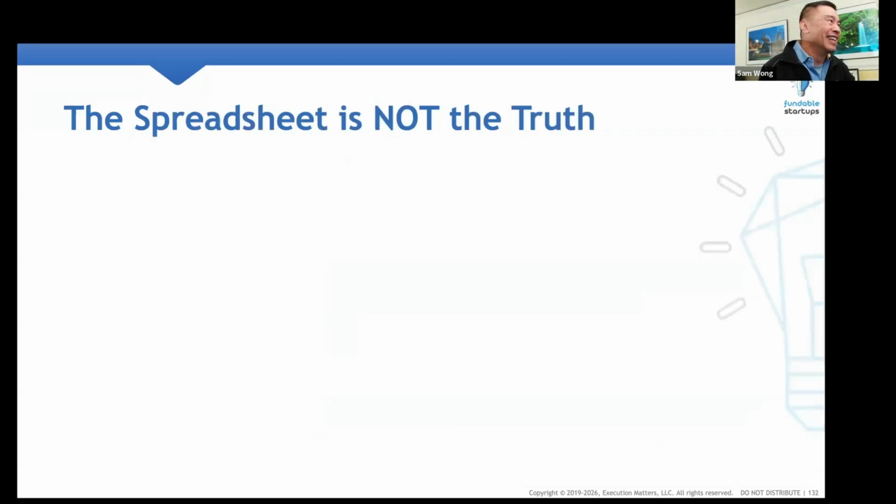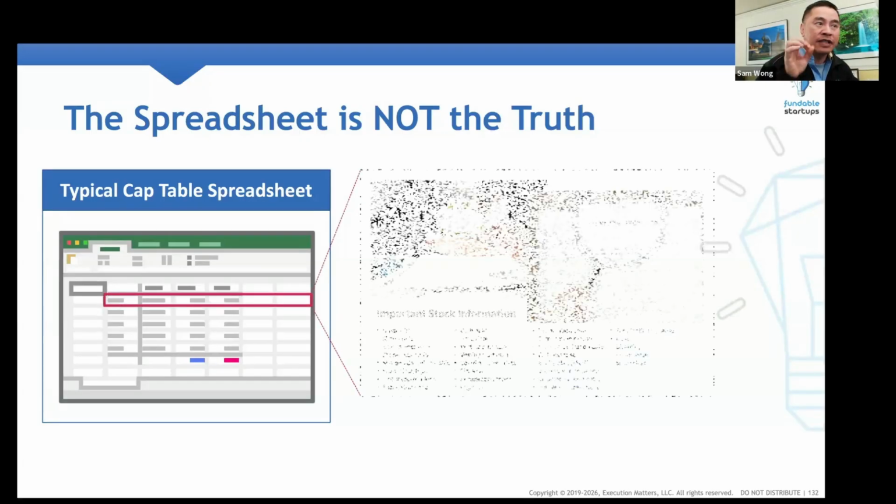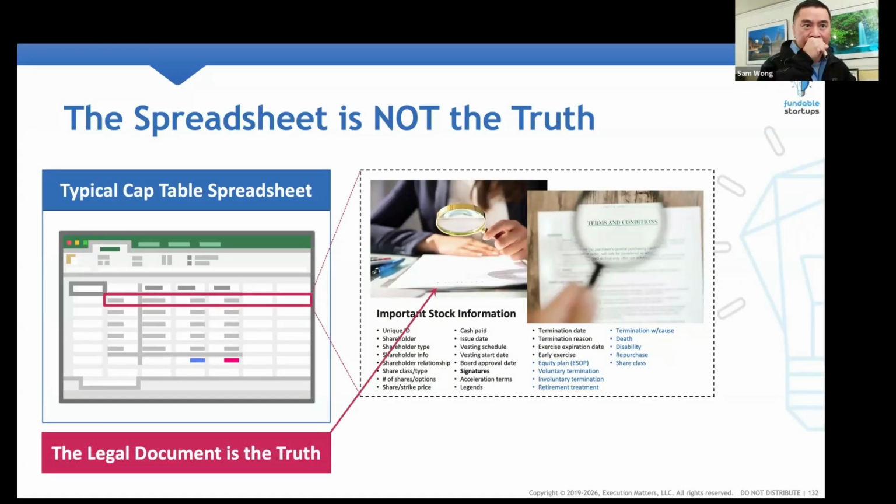All right. So the challenge is most startups use a spreadsheet to do a cap table and they just say name, number of shares, percent ownership. And that's it. They think they're done. That couldn't be further from the truth because every single line on such a spreadsheet needs to be backed up by the actual legal documents. And the legal documents capture lots of little data points. All those little bullet points in that little graphic on the right, those are relevant to calculating ownership.